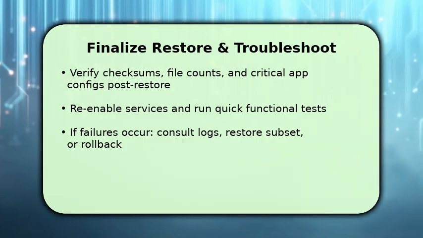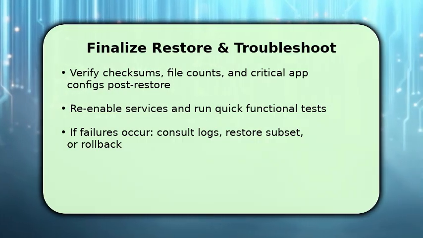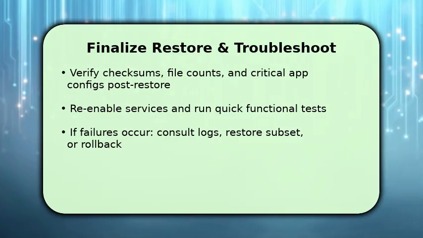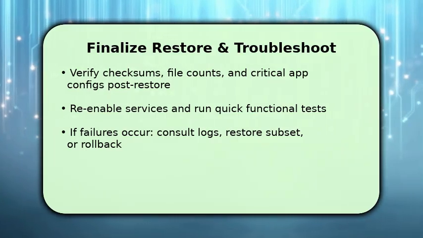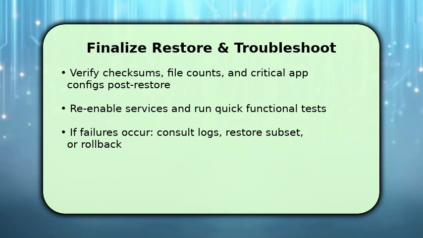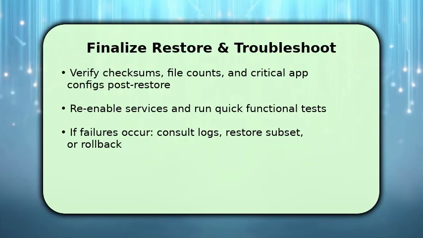If something fails, consult the restore logs for specific file errors, attempt a subset restore for problematic data, or roll back to the pre-restore snapshot if available. One key tip: if you hit permission issues, reapply ownership and ACLs before blaming file corruption.